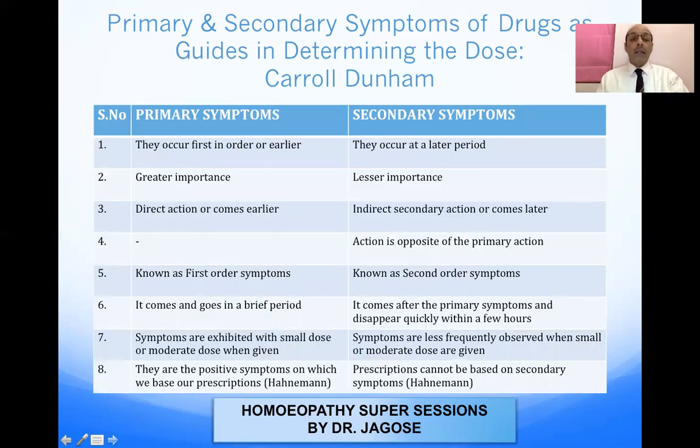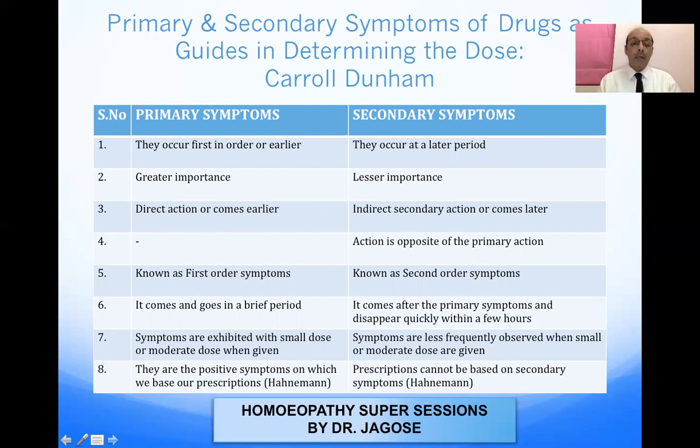So now, this is a small little table in which the distinction between primary and secondary symptoms is given. The primary symptoms occur first in order or earlier, whereas secondary symptoms occur at a later period. Primary symptoms are of more importance, the secondary symptoms are of lesser importance. Primary symptoms are direct action and come earlier, whereas secondary symptoms are indirect secondary action and come late. In the secondary symptoms, action is opposite to the primary action, not so in primary.